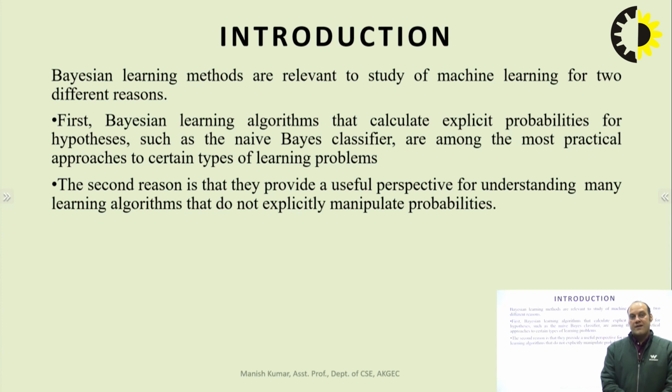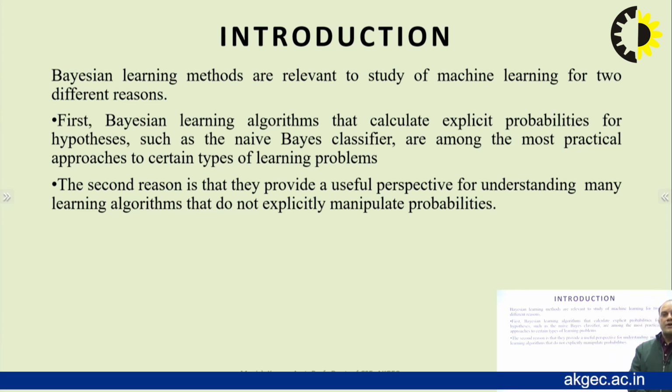Bayesian learning methods are very relevant in the study of machine learning for two reasons. The first reason is that Bayesian learning algorithms calculate explicitly the probabilities for hypotheses, such as the naive Bayes classifier, which is among the most practical approaches used in learning problems. The second reason is that it provides a useful perspective for understanding many learning algorithms that do not explicitly manipulate probabilities.